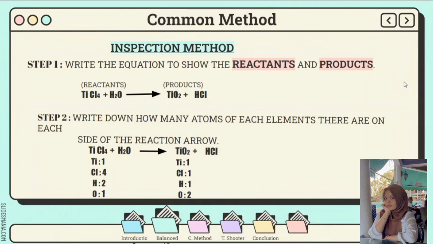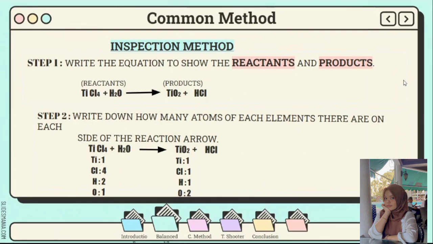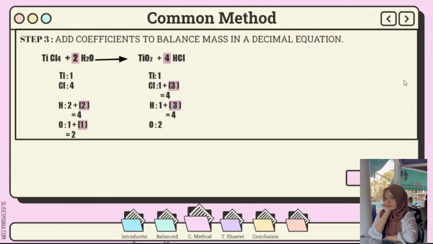Meanwhile, for the product side, there is titanium oxide plus hydrogen chloride. We have 1 atom of titanium, 1 atom of chlorine, 1 atom of hydrogen, and 2 atoms of oxygen. We can clearly see that the number of atoms for each element is not balanced. So what we have to do now is move to step 3.